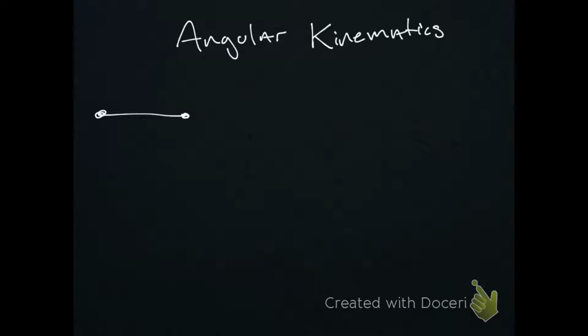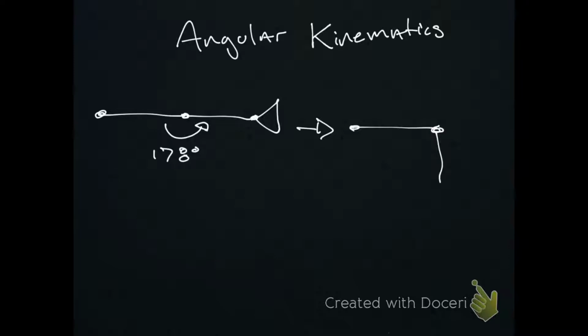Let's look at someone who's going to be doing some knee flexion. So here they are at full extension. This is their lower leg, and let's say this angle right here is 178 degrees. And let's say they go to here, so almost 90, maybe a little less. Let's say this is 82 degrees. So we have some knee flexion going on here.